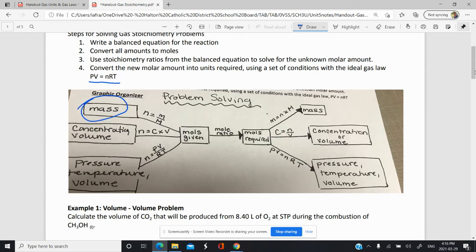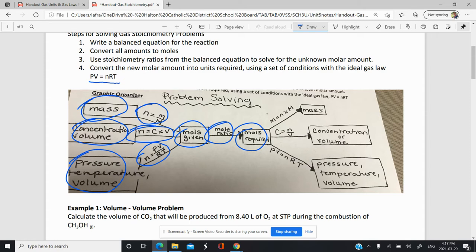Regardless of what you start with, you always want to convert it into moles. If you have mass, you can use this formula here. If you have concentration, you can use n = CV. If you have pressure, temperature, and volume, you can convert to moles using n = PV/RT, which is just a rearrangement of PV = nRT. Then, once you have the moles, you can use a mole ratio to find the moles of whatever you're looking for, whether it be a product or a reactant. And then you can convert to whatever desired value you need.